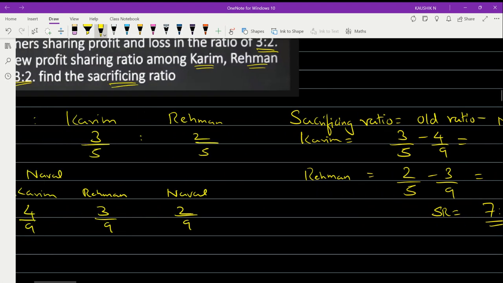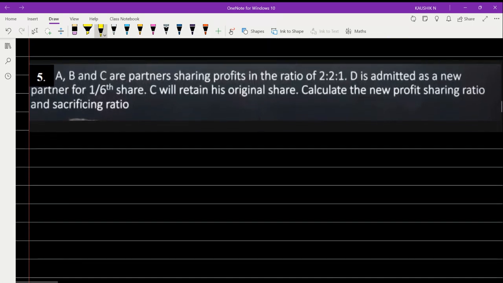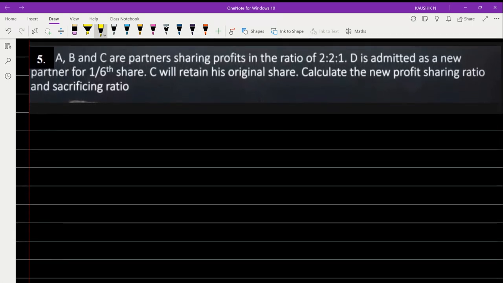Okay. So let's move on to another problem. A, B, and C are partners who are sharing the profits in the ratio of 2 is to 2 is to 1. Now, D is being admitted as a new partner for a 1 by 6 share. It is given that partner C will retain his original share. Calculate the new profit sharing ratio as well as the sacrificing ratio.